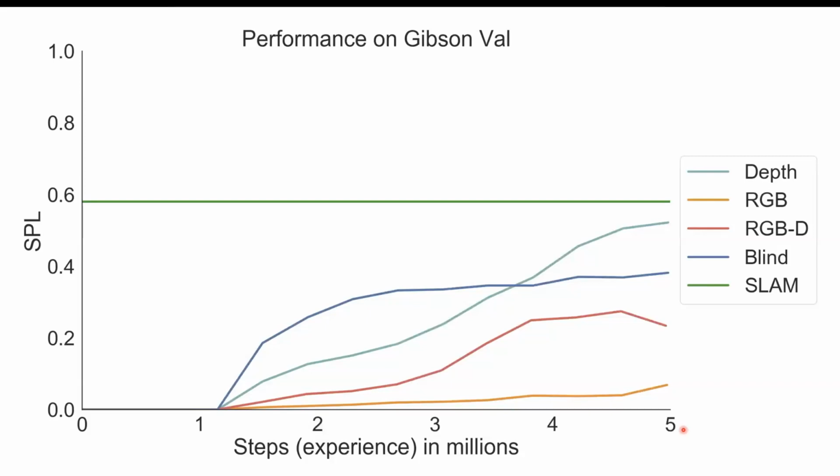So RGB and depth, and a blind baseline, which doesn't have any visual perception other than knowing how far away and in what direction the target is. And this was essentially the conclusion from those last couple of papers, right? SLAM, better than these RL agents.